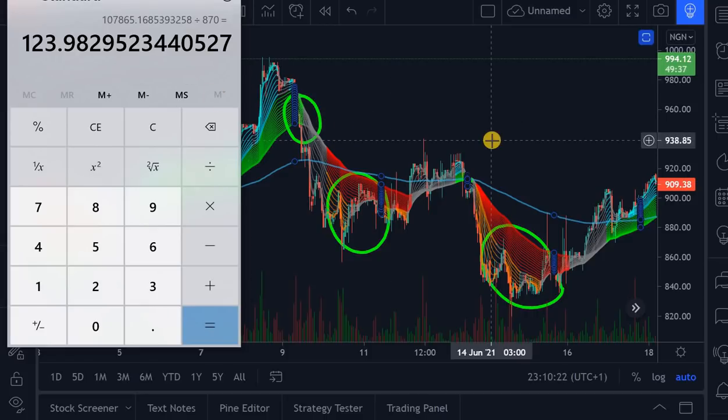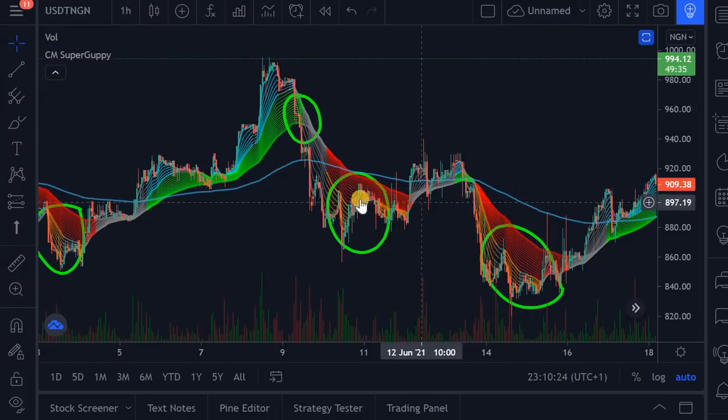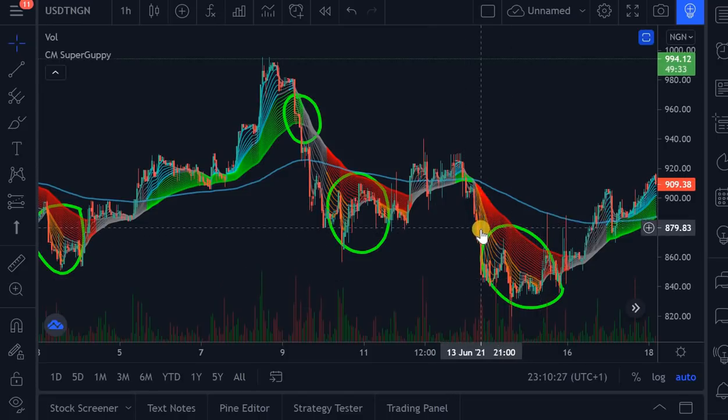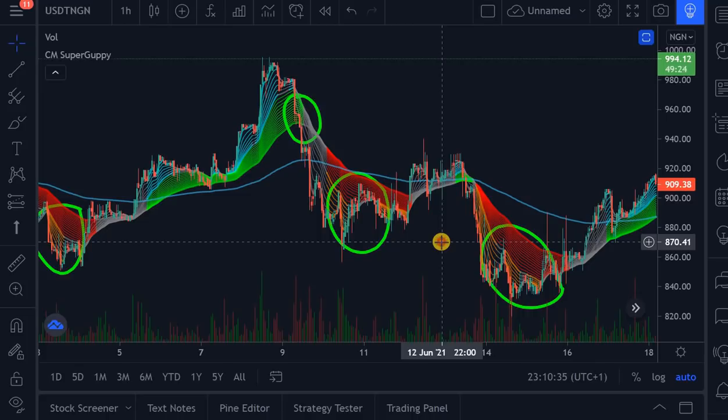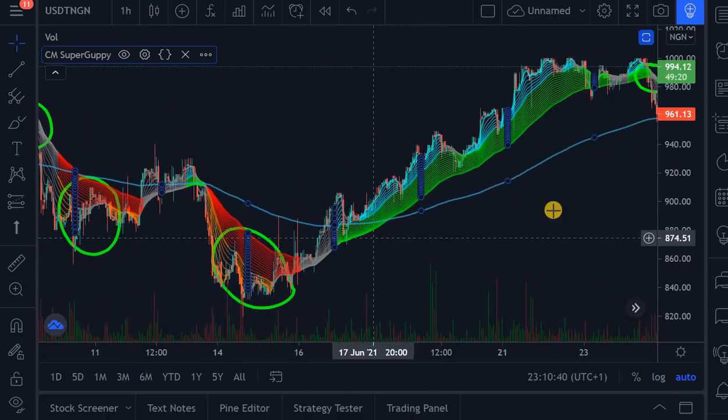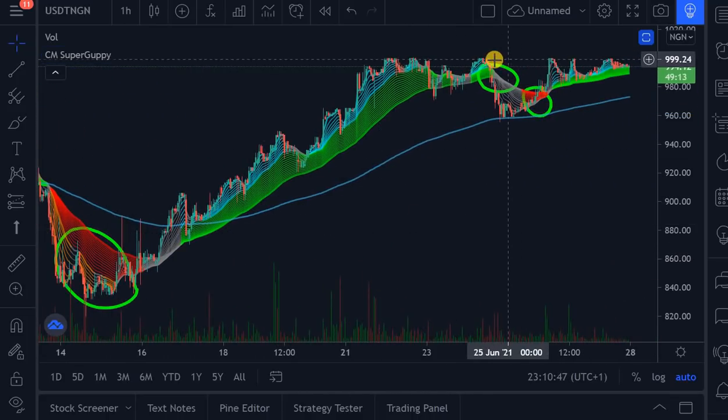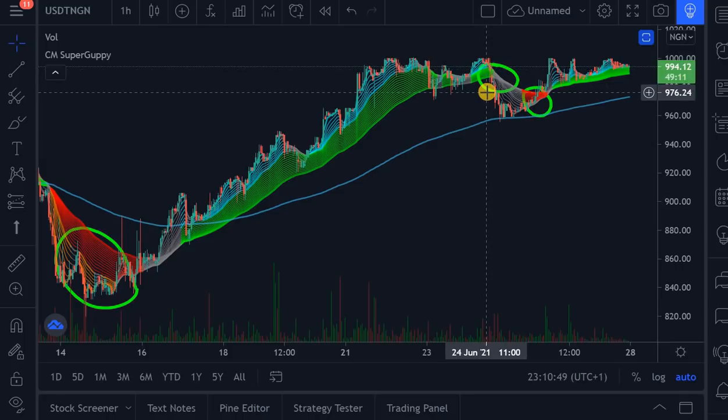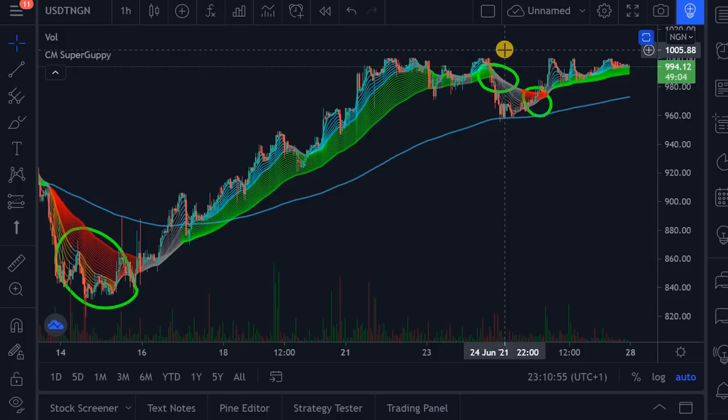Now let's continue. So if I had bought at these two regions and my average price was around 870, now I can sell it at a higher price. Now this is another time where the indicator went from a green color to a gray color. As I have been saying, this shows change in trend. If I was to sell my USDT at around this region, my average sell price would be at around 994 naira. Now let's bring out the calculator.